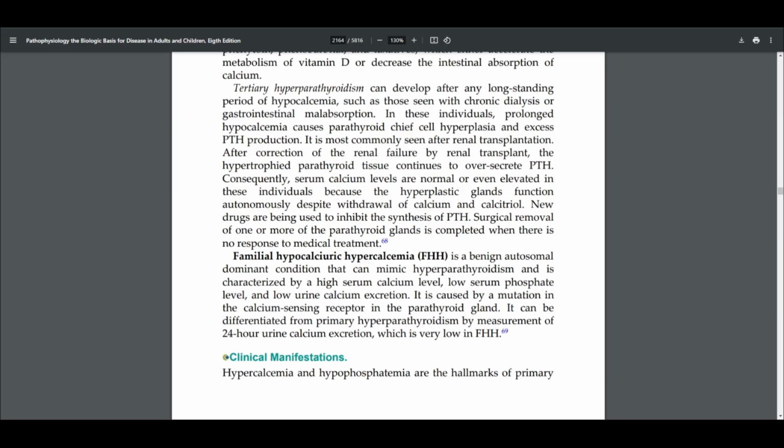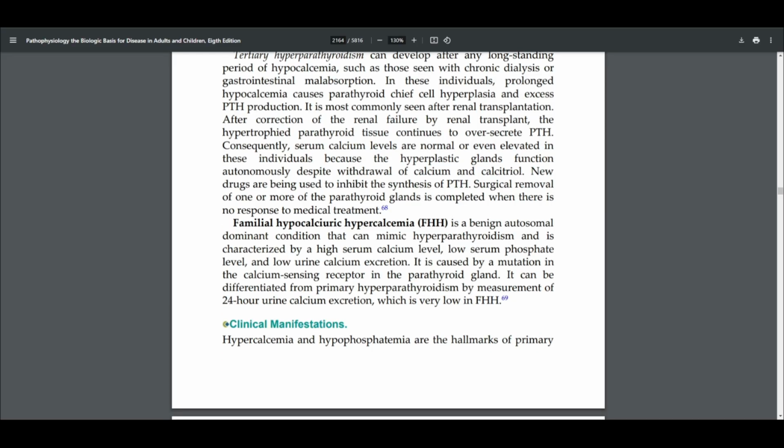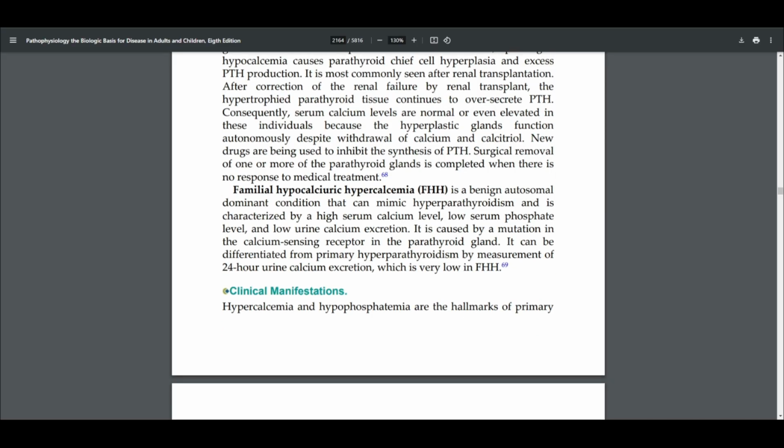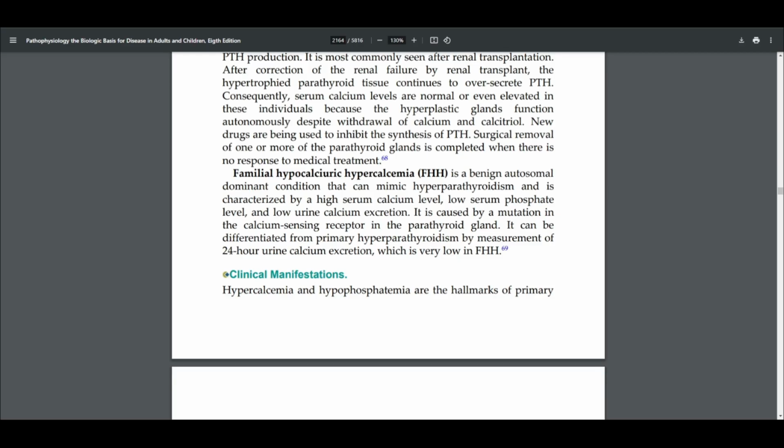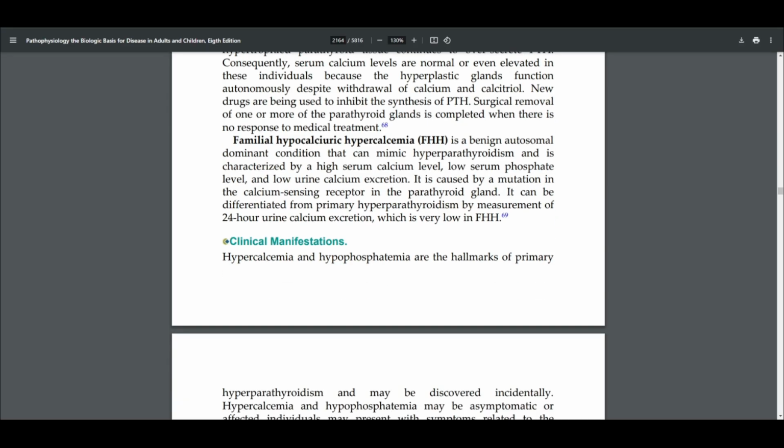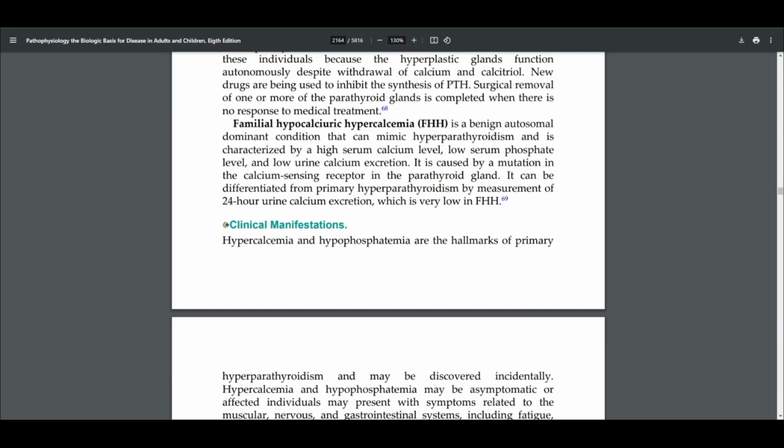Familial hypocalciuric hypercalcemia is a benign autosomal dominant condition that can mimic hyperparathyroidism and is characterized by a high serum calcium level, low serum phosphate level, and low urine calcium excretion. It is caused by a mutation in the calcium sensing receptor in the parathyroid gland. It can be differentiated from primary hyperparathyroidism by the measurement of the 24-hour urine calcium excretion, which is very low in familial hypocalciuric hypercalcemia.